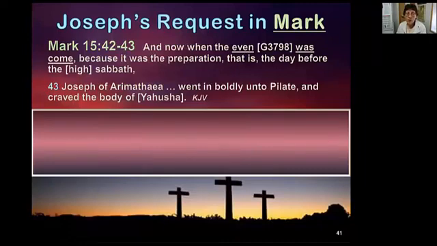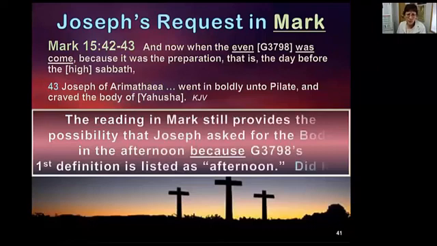And I just want to note here that Mark is a very interesting book as well. He has some peculiar things that always seem to break another part of the puzzle. Mark 15, it says this, "And now when the even was come," he's using the very same word number in Greek, 3798. "When the even was come, because it was the preparation," that is, the day before the Sabbath. I'm putting in high Sabbath because John tells you it was high Sabbath. This is the day before the high Sabbath. "Joseph of Arimathea went in boldly unto Pilate, and he craved the body of Yahusha."